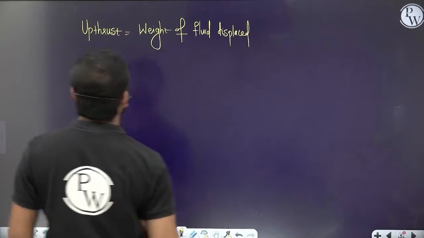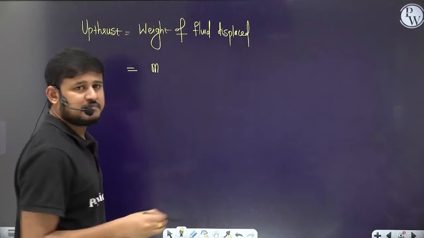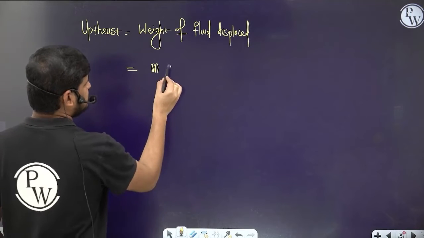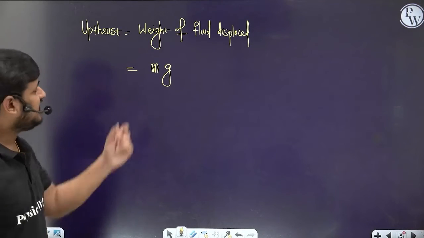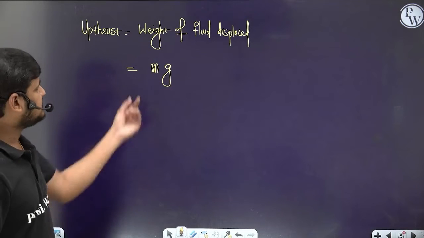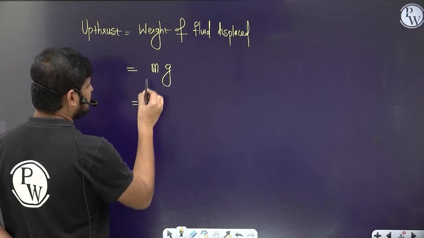So now, what is the weight of the fluid displaced? Let m be the mass of the fluid and g the acceleration due to gravity. So weight is m into g. Now what is the mass of the fluid?